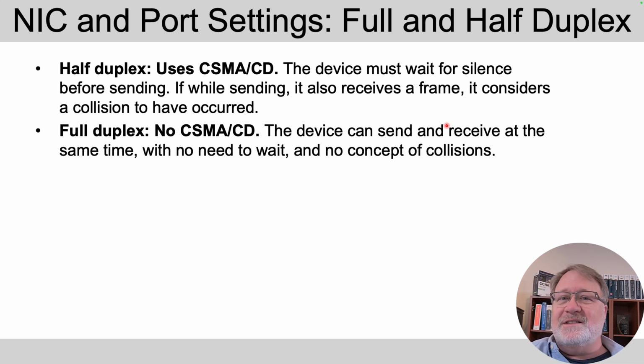So terminology-wise, the setting on the NIC that tells it whether it has to use CSMA/CD or not, it's not a toggle that says use CSMA/CD or don't use it. It's those terms half and full duplex. So if you find the setting that says I'm currently using half duplex, it means the NIC is using CSMA/CD. And if it says I'm using full duplex, it means they're not using CSMA/CD.